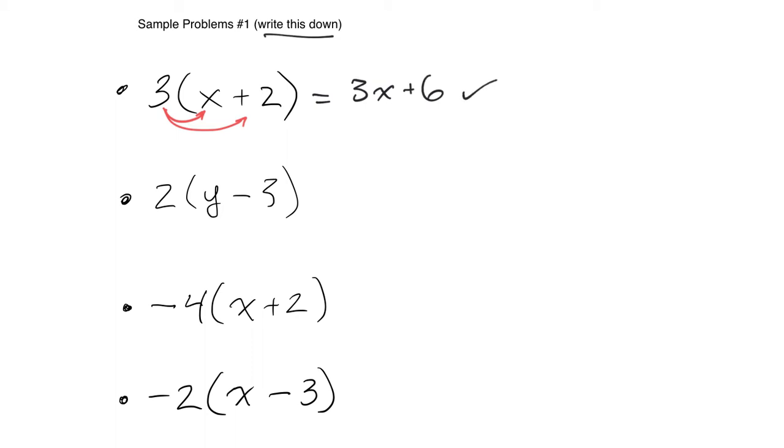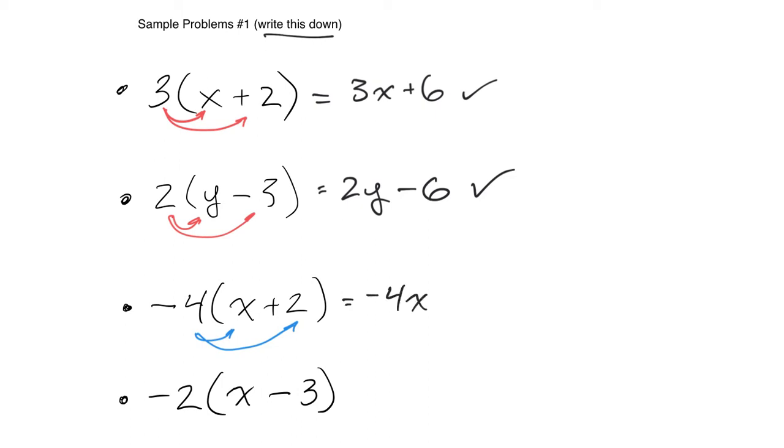Here I have 2 times y minus 3. Let's distribute. 2 times y is 2y. Positive 2 times negative 3 is negative 6. And we're done distributing. Negative 4 times x plus 2. Negative 4 times positive x is negative 4x. Negative 4 times positive 2 is negative 8. And we're done distributing. And last but not least, negative 2 times x minus 3.